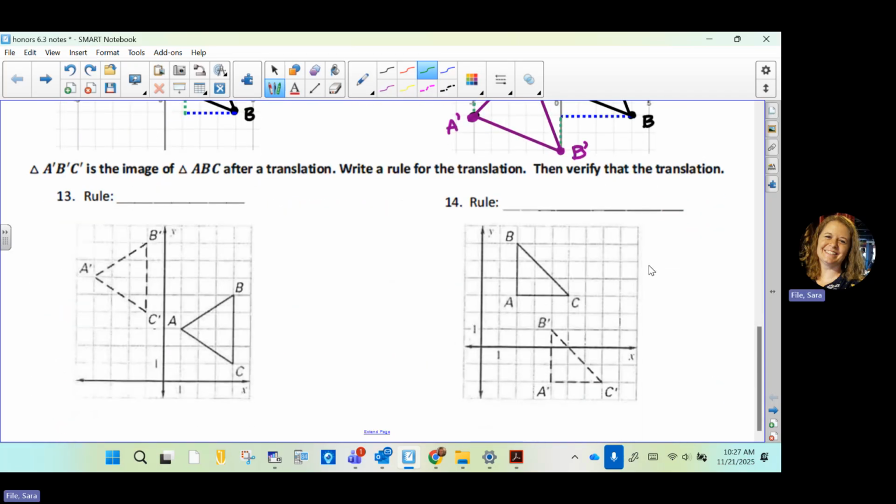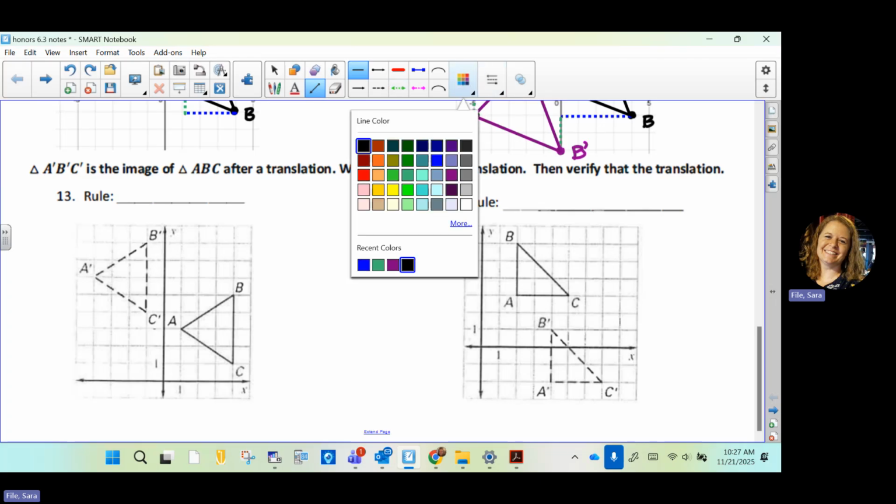All right, now this one says that the prime, the image, is after translation of ABC, write the rule. So they give us the graph, they want us to write the rule. So I'm just going to come in here and I'm going to count. Okay, I'm going to count how far over and up or down are these points. So you can go A to A, B to B, C to C, it doesn't matter.